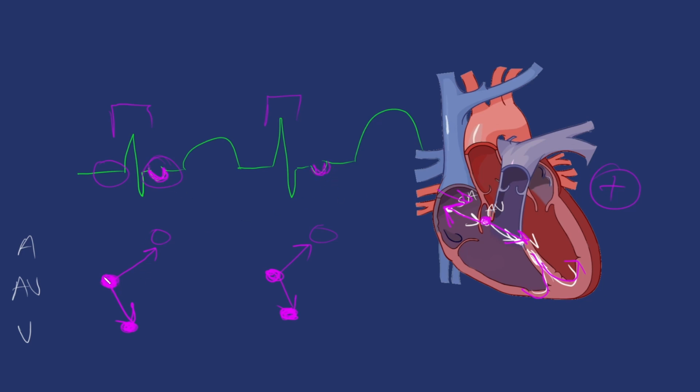So what's happened is the AV node, or the junctional area, has gone off, and that signal has backtracked into the atria to give us a P wave. But where it's arising from is still the junction. So this is a junctional rhythm.